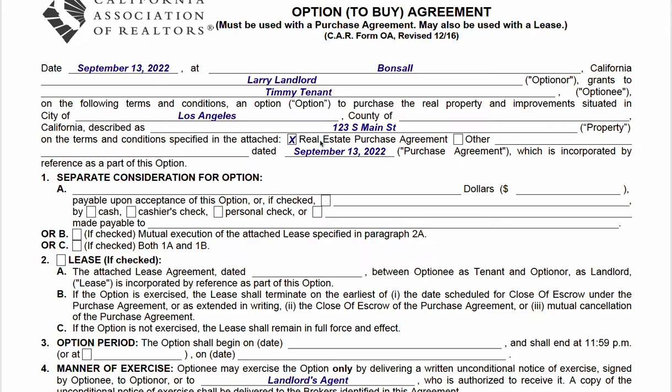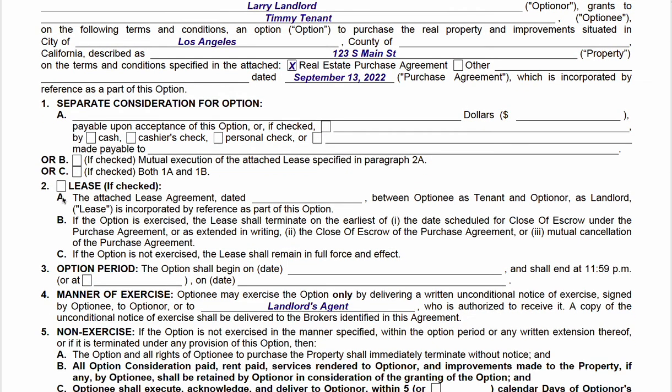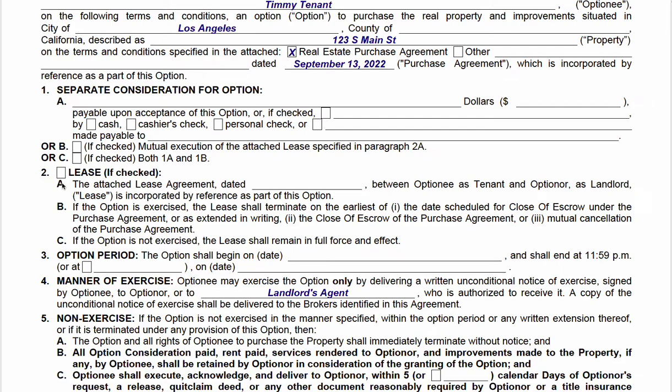Now, if the optioner is granting the optionee an option for a certain dollar amount, you'd put that here. And this is where it's reflected. If it's a lease, you can check this box. And if it's both, you can put 1A and 1B. Now in a lease, let's jump to number 2. So we check lease. If this is a lease option and there's a lease agreement that you would draft, you put the date of the lease agreement.